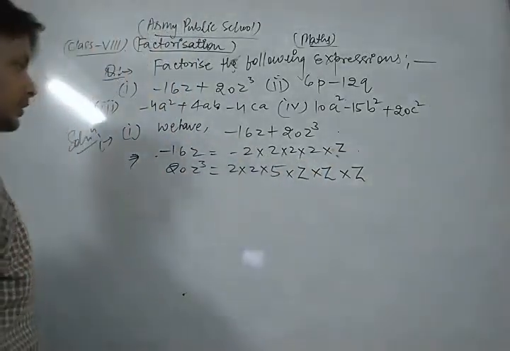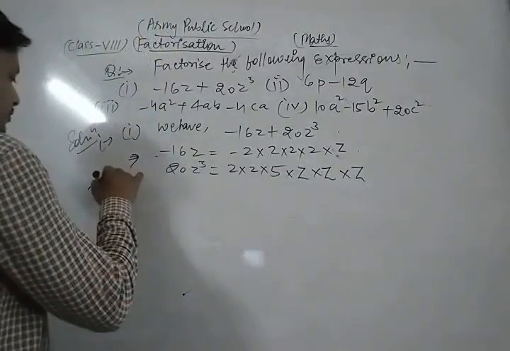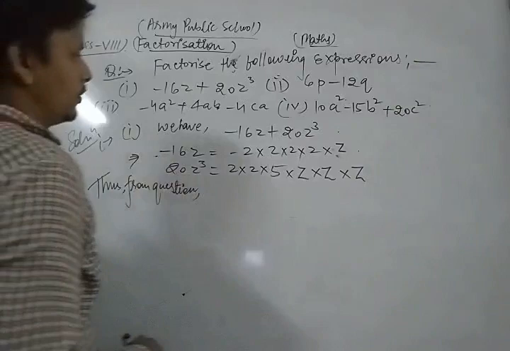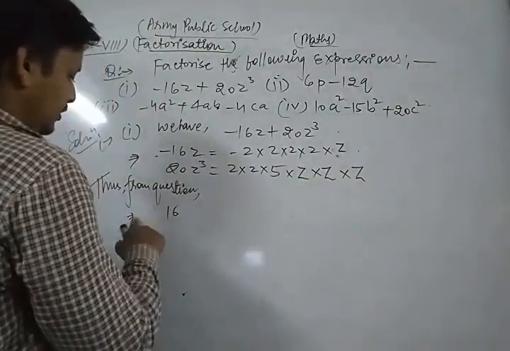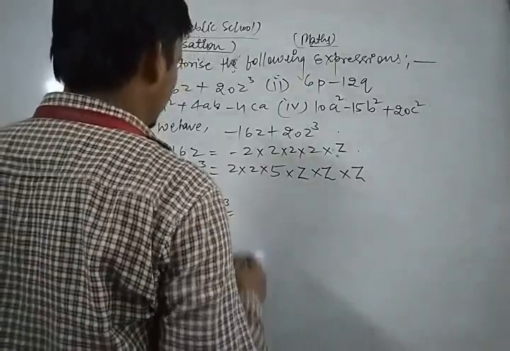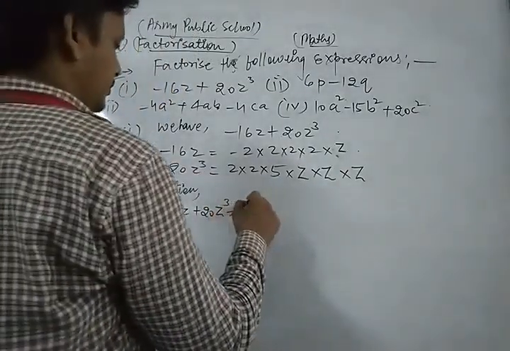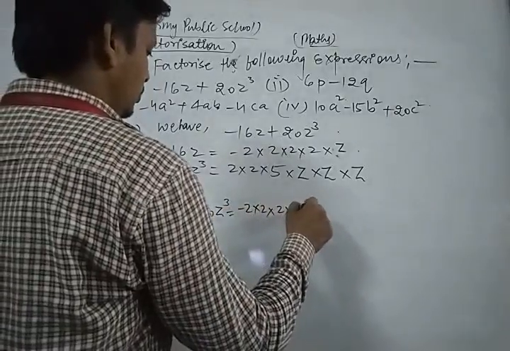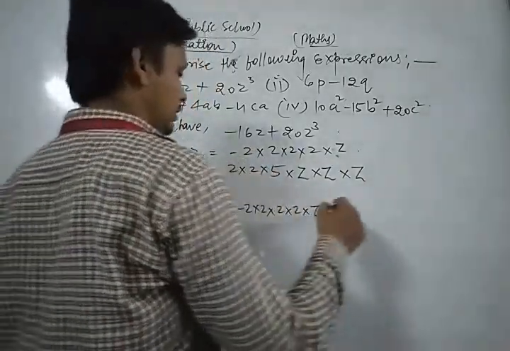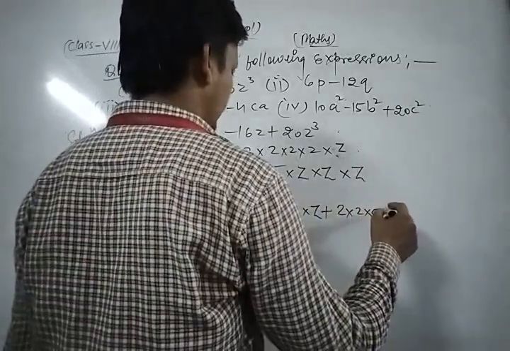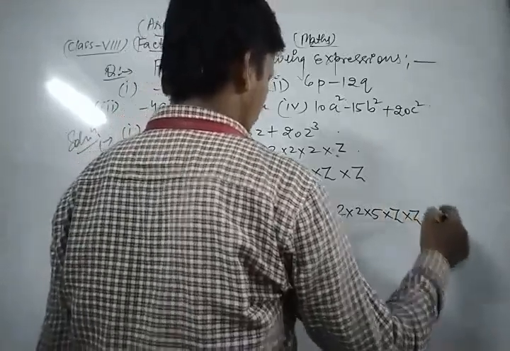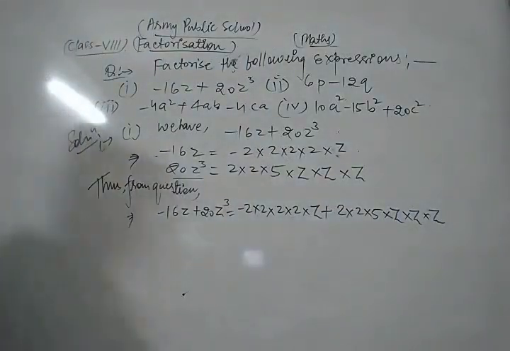Thus, from the question, minus 16z plus 20z cube is equal to minus 16z, which is 2 into 2 into 2 into 2 into z, plus 20z cube, which is 2 into 2 into 5 into z into z into z.